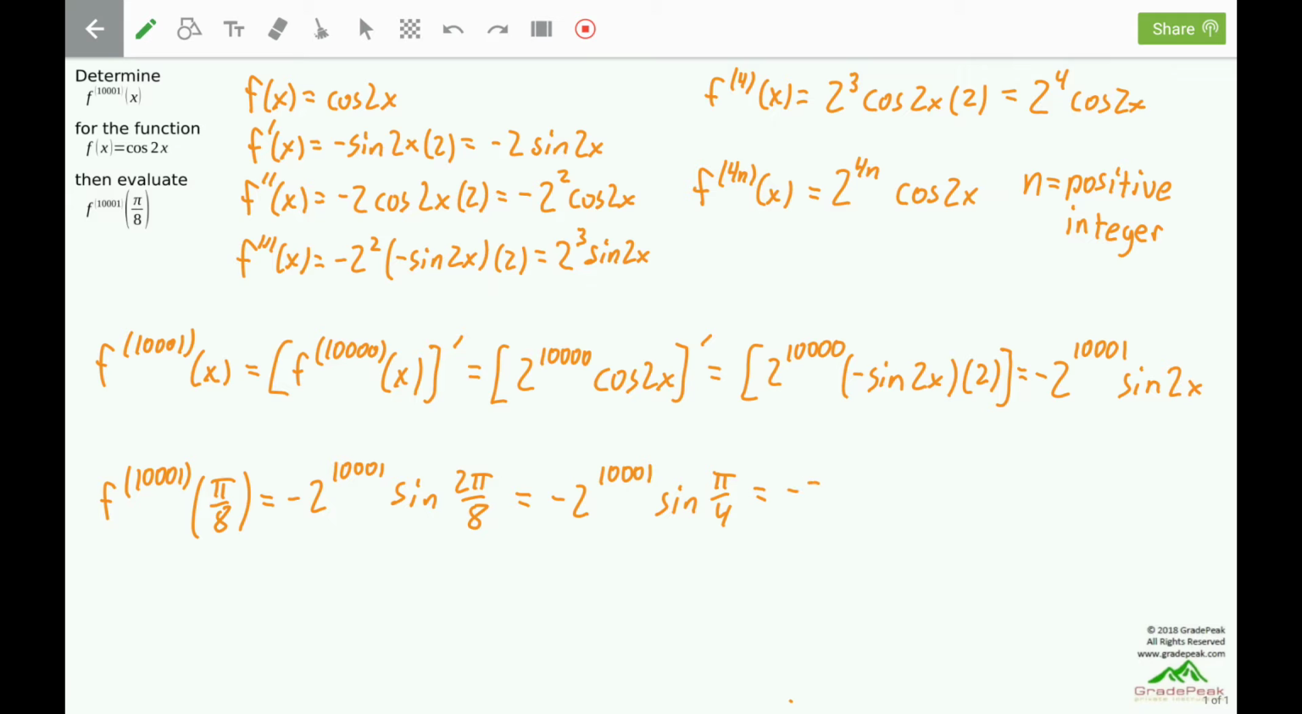So we have negative 2 to the 10,001 times the sine of pi over 4, which is root 2 over 2. And this gives us a negative 2 to the 10,001 square root of 2 over 2. Since we have a 2 in the denominator, we can divide it into the 2 to the 10,001 in the numerator by subtraction of exponents. This is 2 to the 1. And 10,001 minus 1 is 10,000. So we can write this as negative 2 to the 10,000 times the square root of 2.